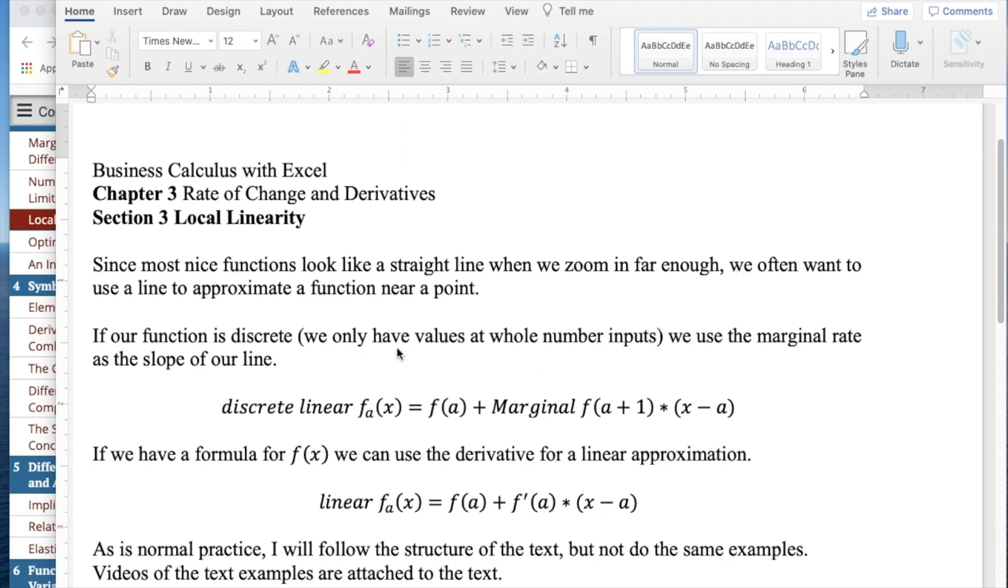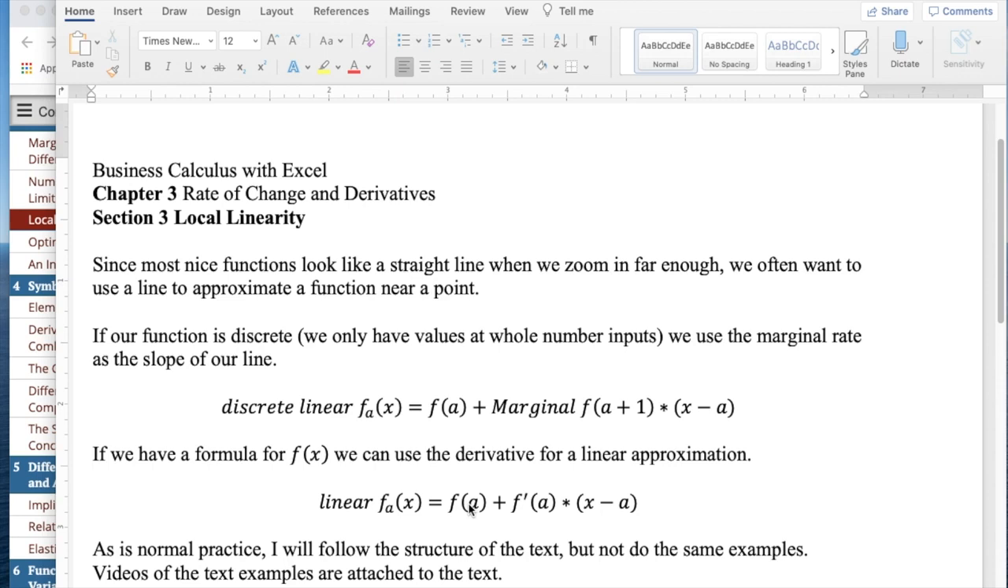If our function is discrete, we only have values at whole number inputs, we use the marginal rate as the slope of our line. So if I know that the marginal rate is 7, producing one more product, I go up by 7, I'm going to do point slope form where 7 is my slope. If we have a formula for f of x, we can use the derivative for the linear approximation. So we take the derivative, that's the limit of the difference quotient, and use that as my point slope form.